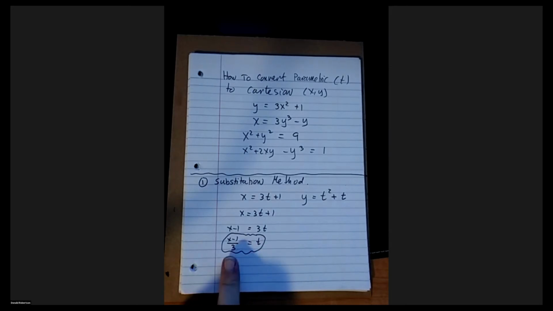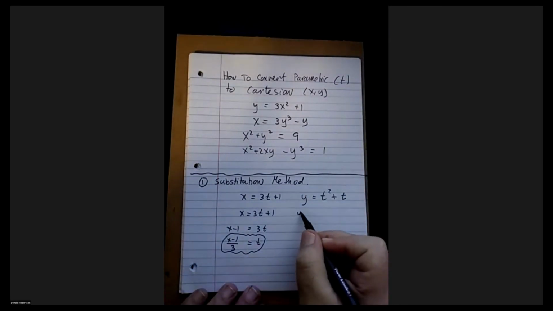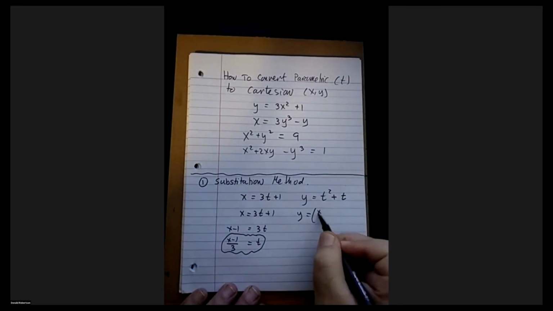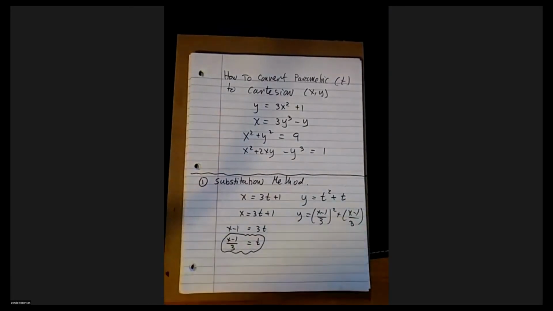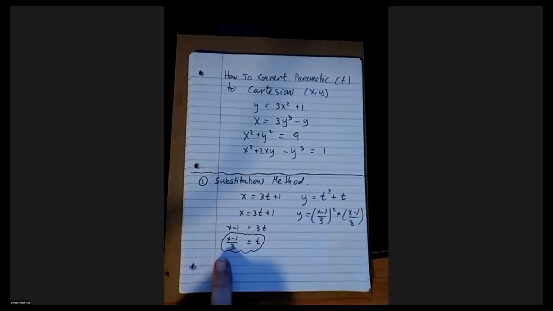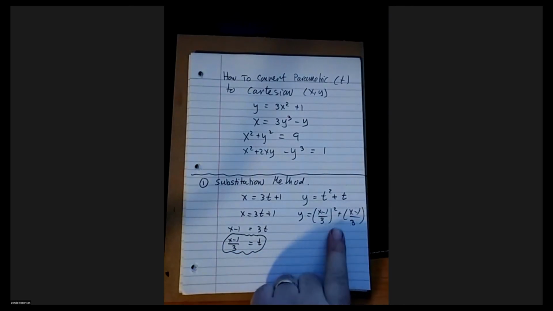I know that t is equal to this. How am I going to use that piece of information to go further? You got it. Andrew, so you replace t with that guy. Instead of t squared, you use x minus 1 over 3 squared. Instead of plus t, you now have plus x minus 1 over 3.